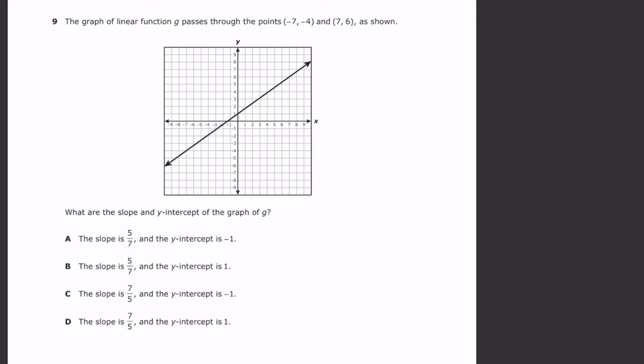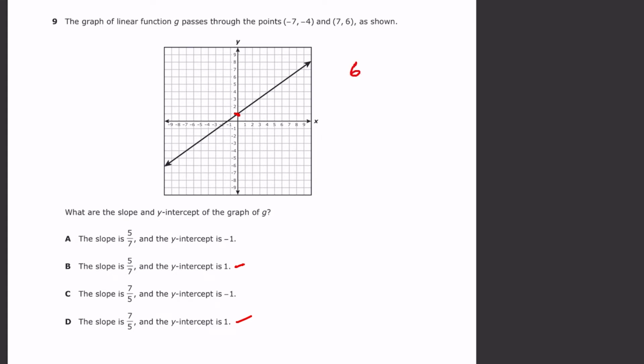Now where it is intercepting on the y-axis, it is intersecting at +1. So the y-intercept is here or here, that is, B or D is the correct answer. Now what is the slope we have to see? So from the given points we can find out.